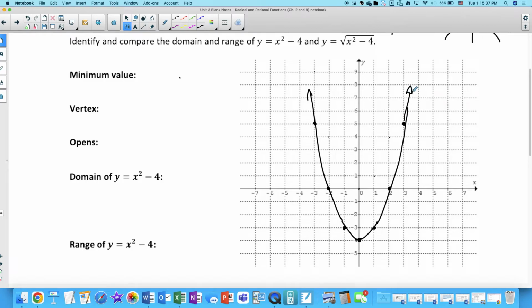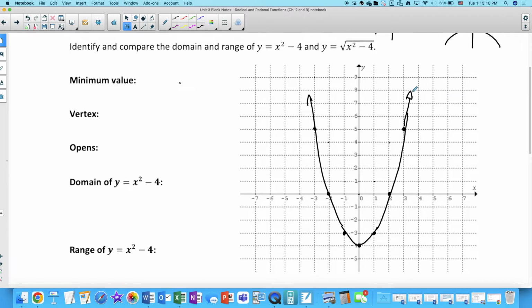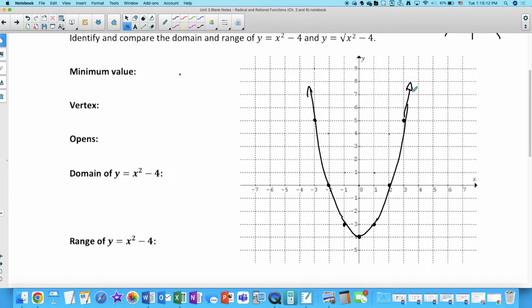Okay? What is the minimum value of the original? Yeah, the minimum value. Okay, so that would be more like the range. What's the minimum value of a function? Do you know where to look for that? Yeah, it's the smallest y value. Okay, so the minimum value is -4. The vertex is the coordinate of that point. So that would be 0, -4. Okay, what direction does this open? Up.